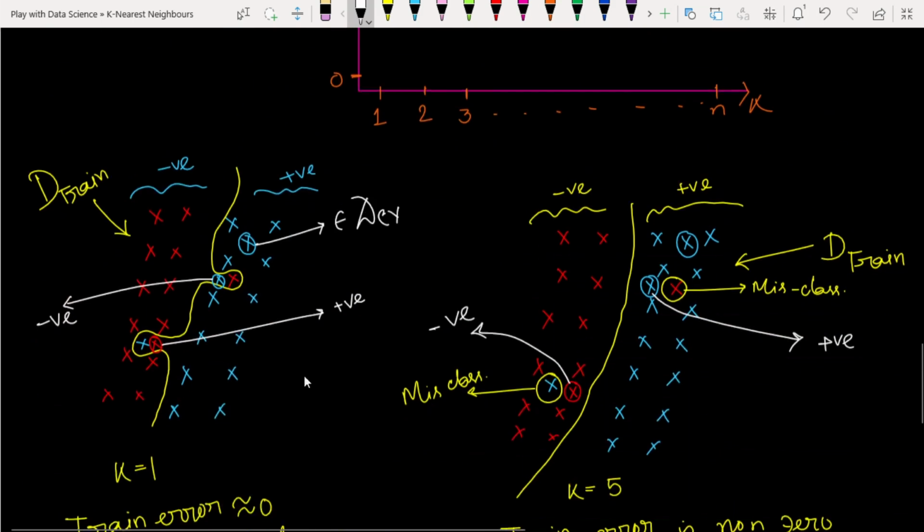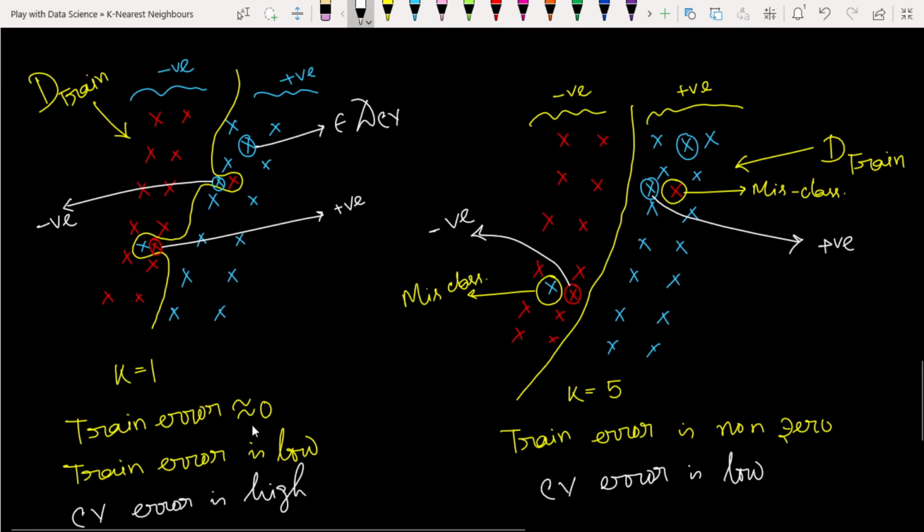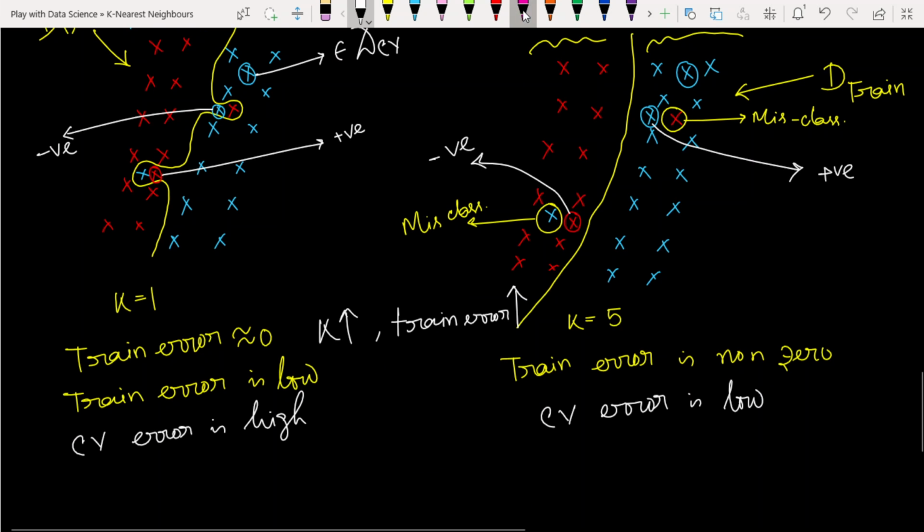So when we take k equals 1, our training error is approximately 0, and if we increase the value of k, then the training error increases. And the cross validation error initially increases, then after some time we see that it decreases, and then as k tends to n, it is again increased.